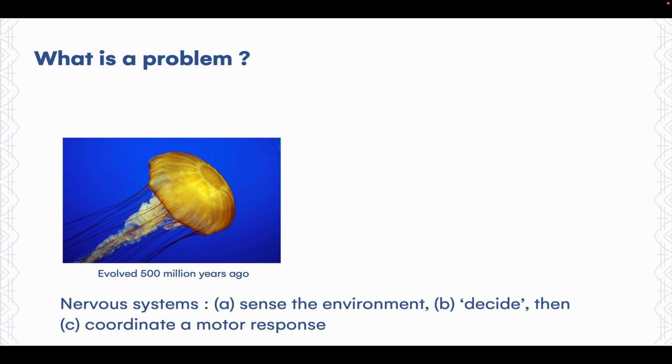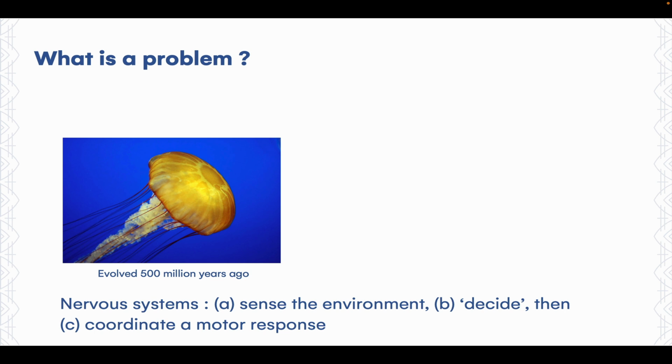And in what we call the Cambrian period, there was an explosion of new life forms that were moving and hunting and escaping and hiding. And this is where you could say problems begin. Problems begin with the evolution of the nervous system. What does a nervous system allow us to do? It allows us to sense our environment, to make some kind of decision.